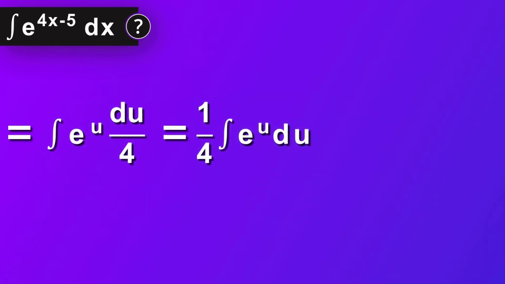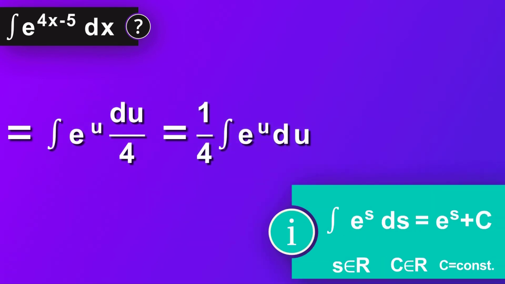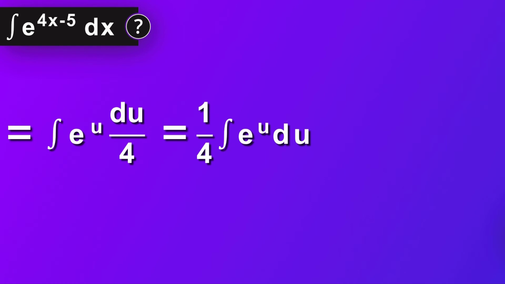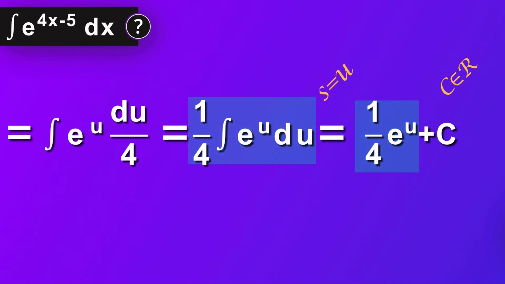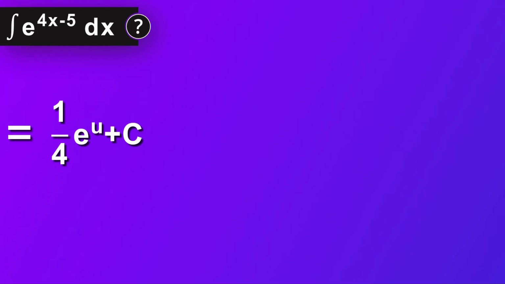Perfect! Now we can apply the formula which says the integral of e raised to s by ds equals e raised to s. We also must add constant c to make sure that we have all our solutions taken into account, as our solution makes a whole class of functions, not a single one. In our case, s is u, and we've got in our main equation 1/4 multiplied by e raised to u plus constant c. But it is not the end of our solution.